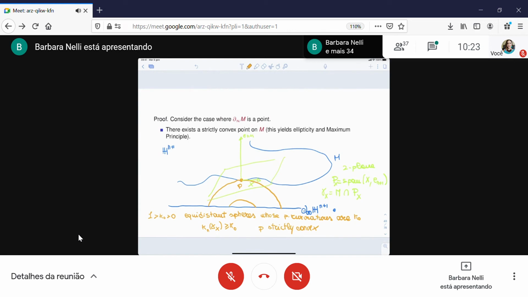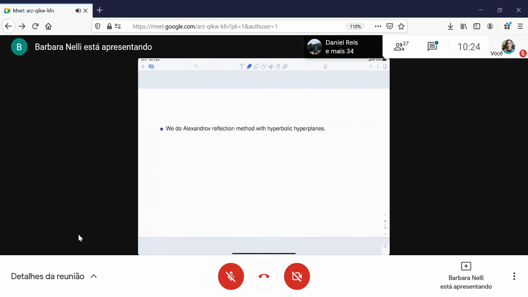Okay, so you have a strictly convex point. Then you can apply the maximum principle. And being able to apply the maximum principle, you can do the Alexandrov reflection method with hyperbolic hyperplanes and prove that, in fact, the hypersurface is a horosphere. Let me sketch briefly the proof of this.